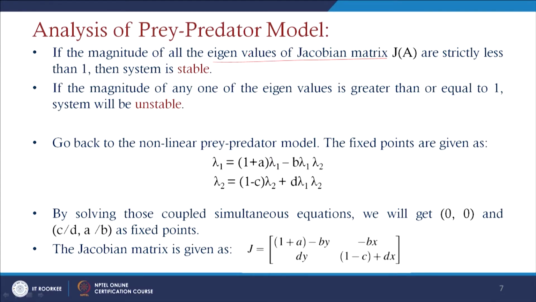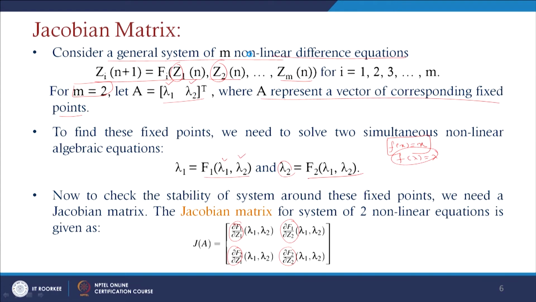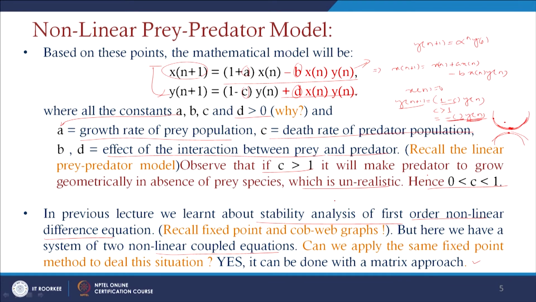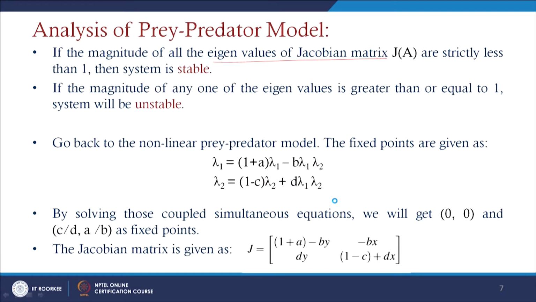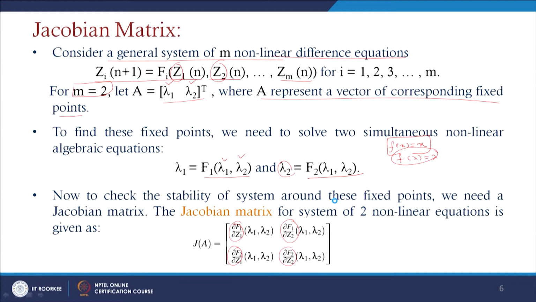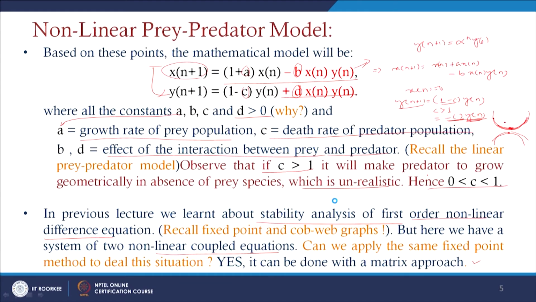If we go back to our system for the nonlinear prey-predator model, the fixed points are given as lambda 1 equals f1 of lambda 1, lambda 2, and lambda 2 equals f2 of lambda 1, lambda 2. If we put this in the system, then we can find that lambda 1 can be written as... since x n plus 1 is also a function, we can express it as a lambda here.